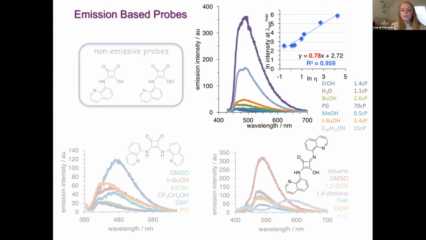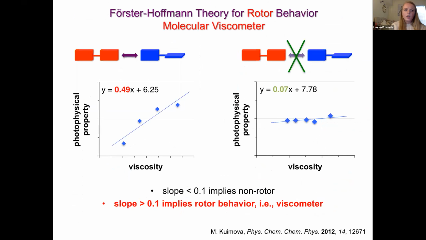This was a really good sign because our goal was to synthesize a multiplexing probe, and finding that the 1,3 disubstituted squaric acid had only absorbance respond to changes in polarity and only emission respond to viscosity, we can have a probe that can measure both of these properties without one affecting the other. It's been shown that for probes to be viscometers or rotors, the plot of some photophysical property as a function of viscosity must yield a slope greater than 0.1.